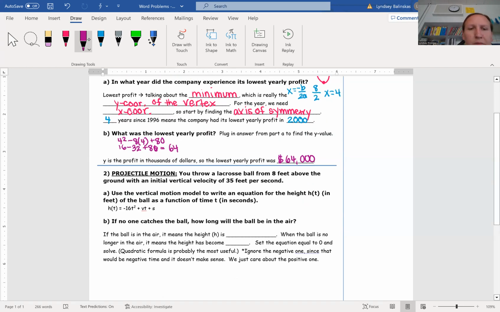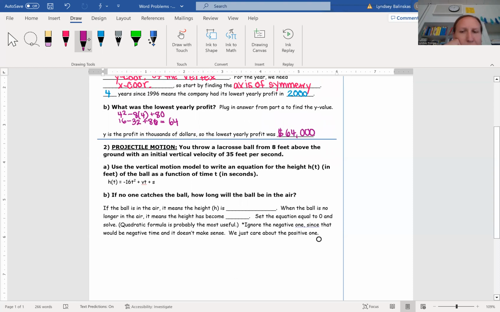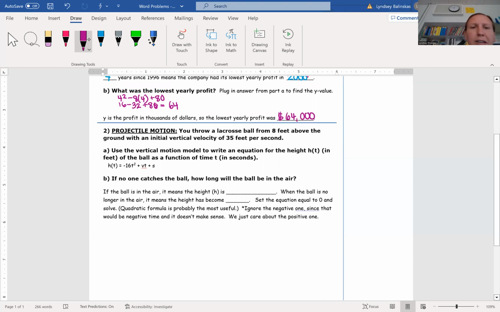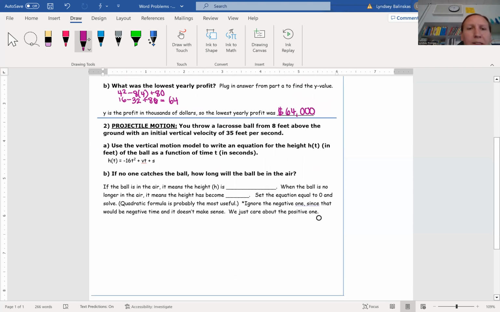Okay, and our next one involves projectile motion. Okay, when we're throwing a ball or kicking a ball, anything with a ball being up in the air. Okay, so we have a lacrosse ball thrown from 8 feet above the ground with an initial vertical velocity of 35 feet per second. Part A says to write that equation using the vertical motion model.